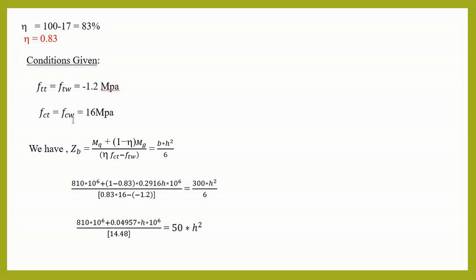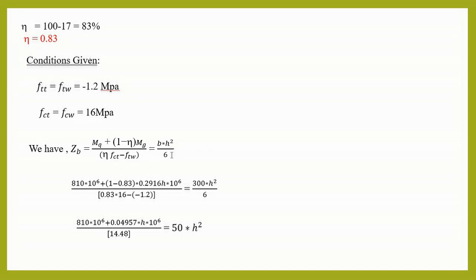Okay, we require these notations for the formula, that is section modulus for working condition. This ZB is nothing but section modulus for working condition. That is equal to (MQ plus (1 minus eta) into Mg) by (eta into FCT minus FTW). This is the formula for Zt. That section modulus should be equated to section modulus of the rectangular section.